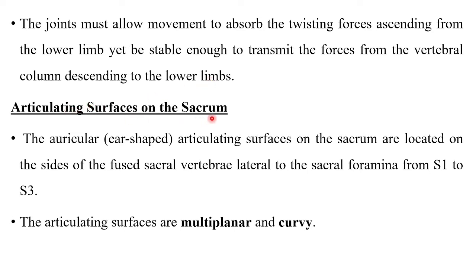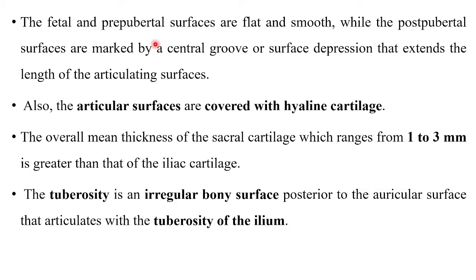So coming to the articular surface of the sacrum, the auricular or ear-shaped articular surfaces of the sacrum are located on the sides of the fused sacral vertebrae, lateral to the sacral foramina from S1 to S3. The articular surfaces are multiplanar and curvy. The fetal and prepubertal surfaces are flat and smooth, while the postpubertal surfaces are marked by a central groove or surface depression that extends the length of the articulating surface. So during the fetal and prepubertal stage, the articular surface will be flat and smooth, and after attaining puberty, this articular surface will have a central groove or surface depressions.